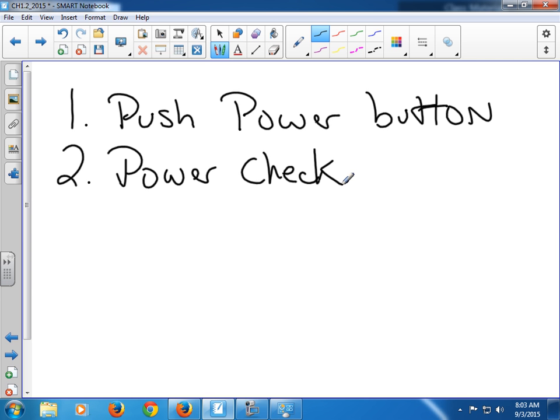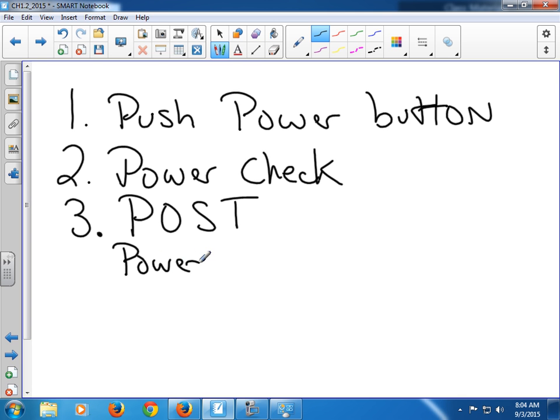Basically, it tells the power supply to turn on. When we push that front power button, it sends a signal to the power supply, and the power supply has to send back a good power signal that the power's good. Okay? After it does that initial power check, it runs a POST. Okay? It's a power on self-test.